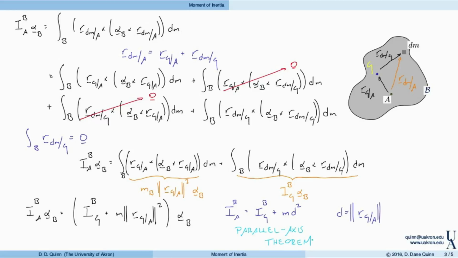And it relates the moment of inertia of the body about point A, and A can be any point, to the moment of inertia of the body about G, and here G is the mass center, so it's a specific point, and the mass of the object together with the distance between A and G. So we can use this to relate the moment of inertia about any point on the object or off the object to the moment of inertia of the body about the mass center.